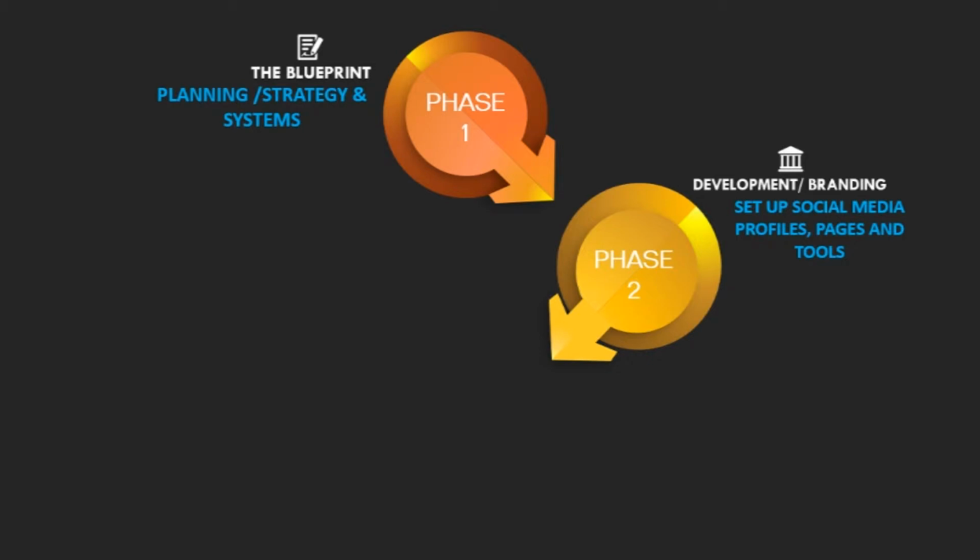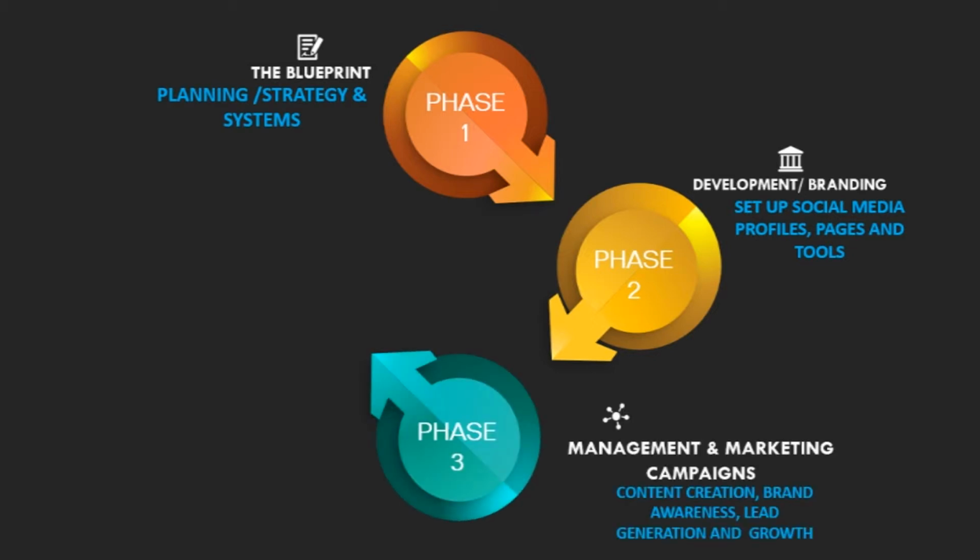The next phase is development and branding. Now you take the information you have generated from the blueprint phase, and you use that information to pick the right social media platforms to create for that brand. You brand the social media profiles and pages, and you create the right tools you'll be using managing the social media presence. There are a lot of automation tools and analytics tools you would have to set up for managing that brand. And the next phase, the third phase, is management and marketing campaigns.